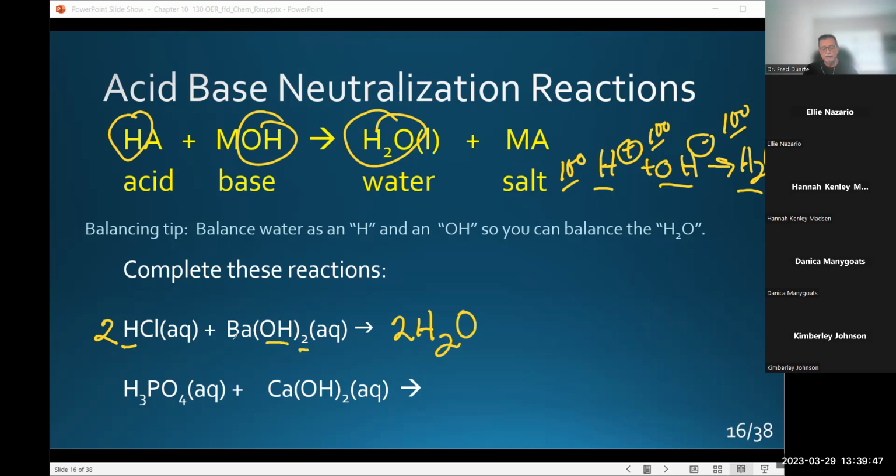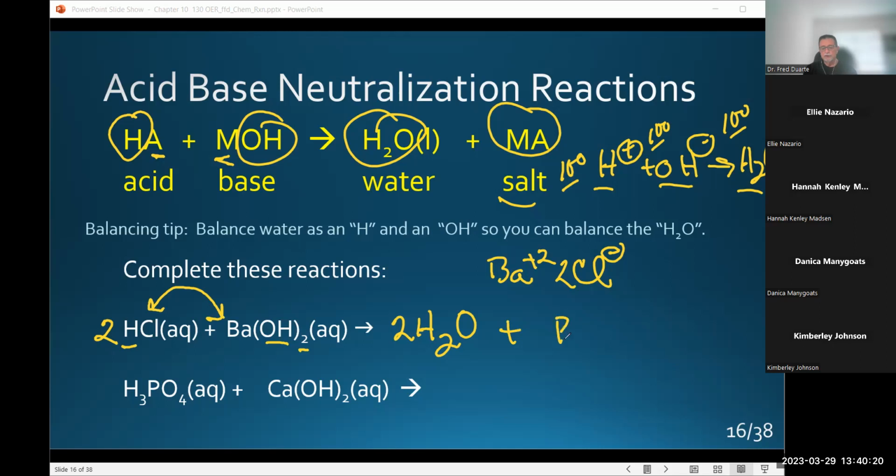Now we're going to look at the corresponding salt, which comes from the metal of the base and the non-metal of the acid. So in this case, it is the barium chloride. So as we did before, first write them in ionic form. So barium has a +2 charge, and the chlorides have a -1 charge. I need two of them, two chlorides to balance out the +2 of barium. So its formula is BaCl2.